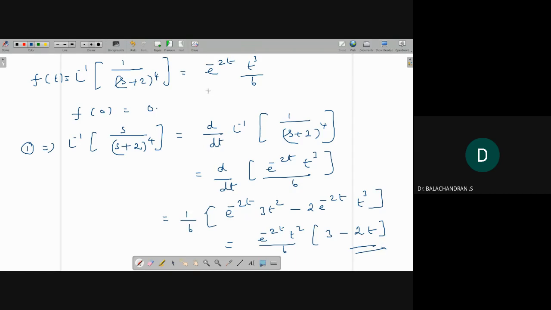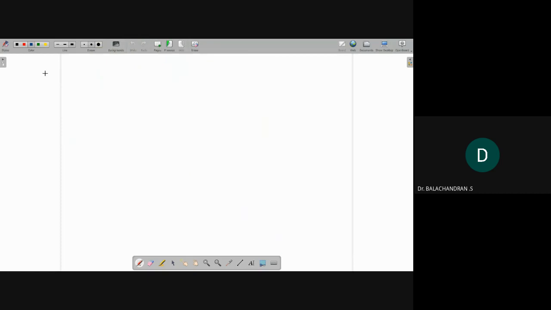Okay, so now I'll go to the second problem. Find L inverse of s square by s square plus a square whole square.